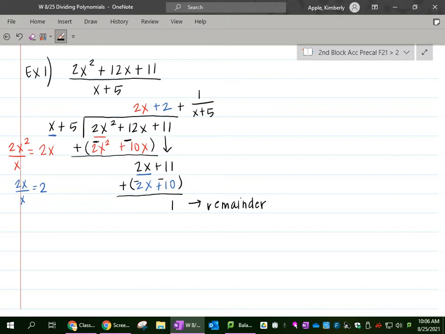I know that I'm done now because if I tried to go back and divide again, it doesn't go at all. It's just done. And there's no more room for the division. So this is a remainder, and to write the remainder as part of the polynomial, we do so as a fraction. So it's just plus positive 1 divided by x plus 5.